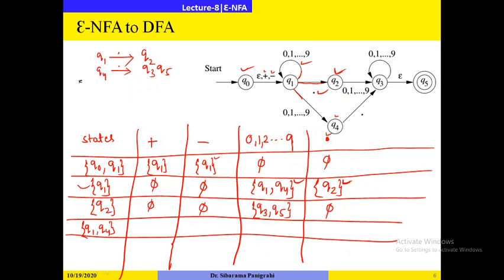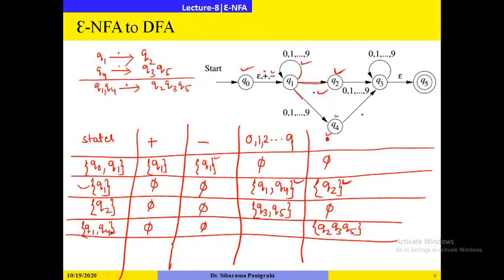So next Q1 Q4 by taking dot as input. What is the next state? It's Q2 Q3 Q5. So Q1 Q4 by taking dot as input, the next state is Q2 Q3 Q5.